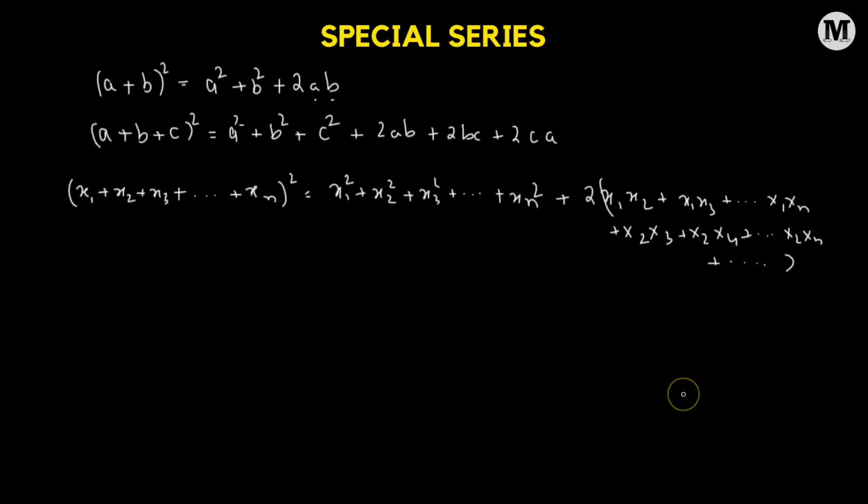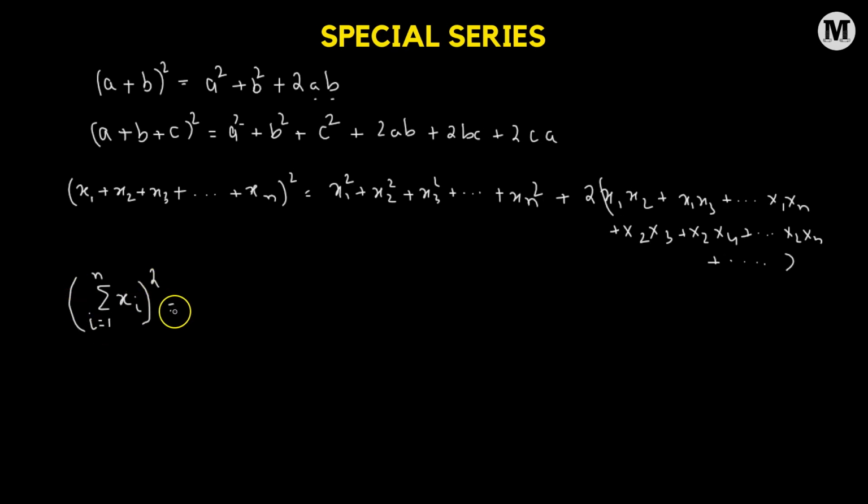So what we'll do, we will generalize this. Now if we write it in a compact form, then x1 plus x2 all the way up to xn, the sum can be expressed as summation x of i, where i is an index running from 1 to n, and we're going to square this value. This is going to be equal to, now we have x1 squared plus x2 squared all the way up to xn squared.